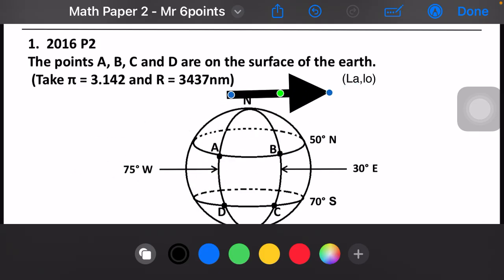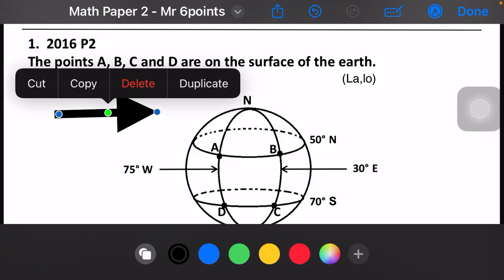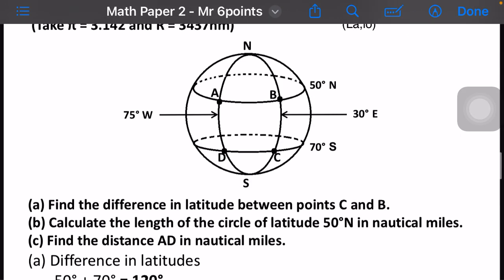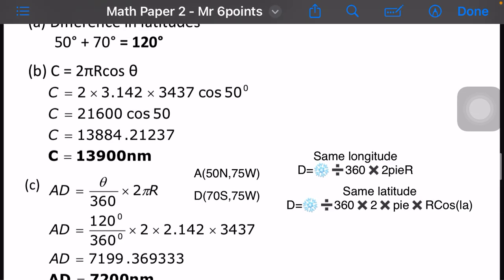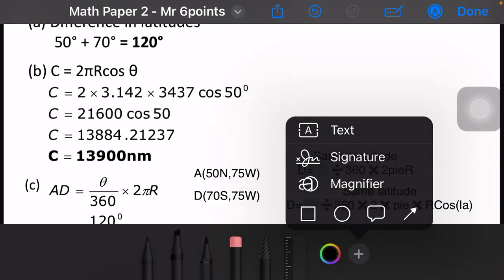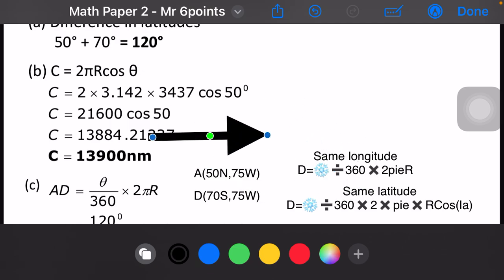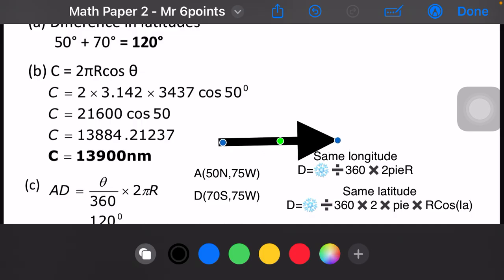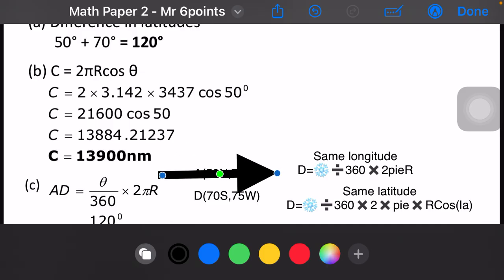Okay, so now you understand how to identify the coordinates of a point. What do you do? Let's read the question. One thing you need to know is that you can be asked to find the distance between two points on the surface of the earth.